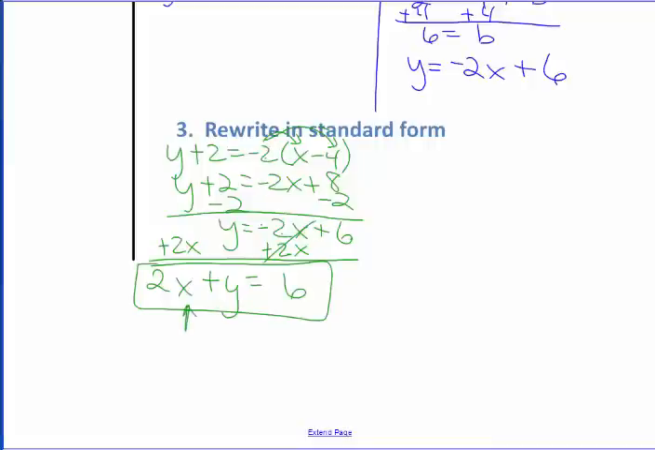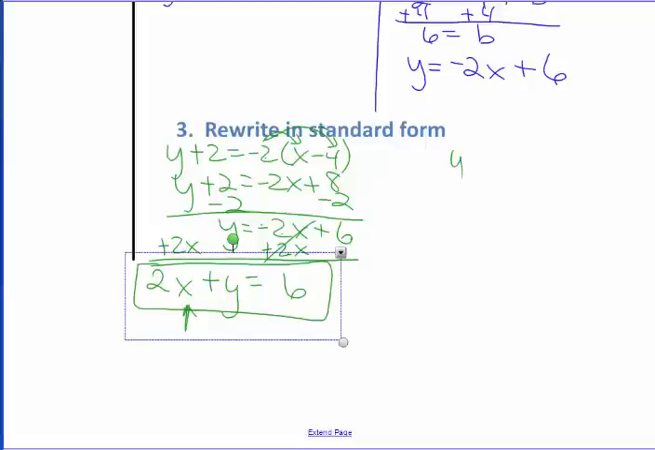Note, the x must go first. You must put the x first. If you do not put the x first and then the y second and the constant third, then it's not in standard form. And it will take points off. So make sure it's in standard form. This is standard form with the x first.